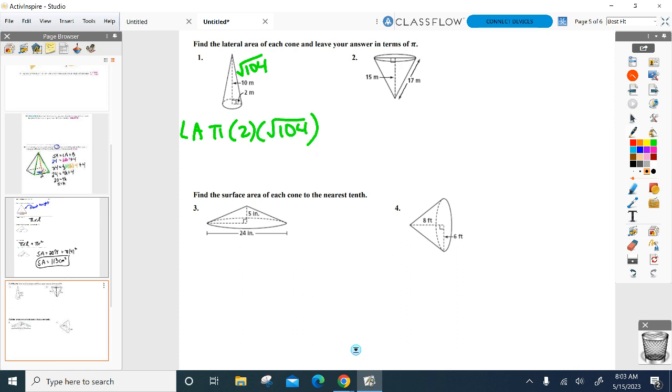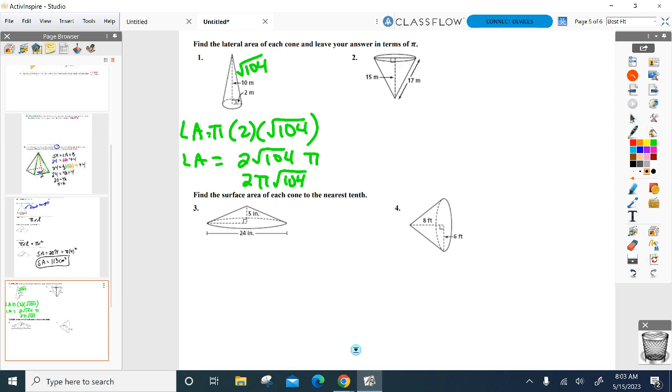Now, a couple different ways you could have written that. We could have had 2 square root of 104 with the pi. Make sure the pi is clearly outside the radical, not inside. If you did 2 pi radical 104, that's fine too, but make sure that pi is not underneath the radical. But you had to do Pythagorean theorem to get that slant height of square root of 104.